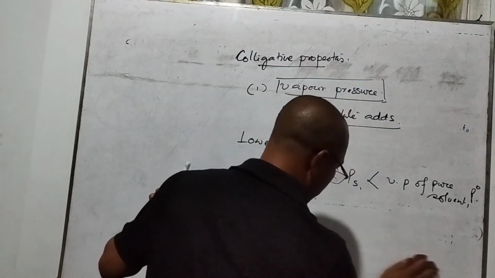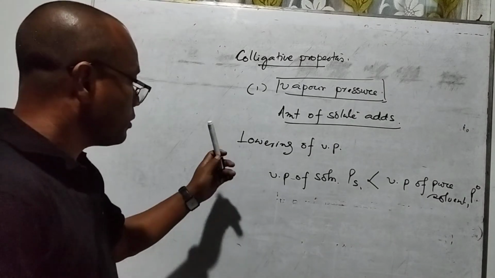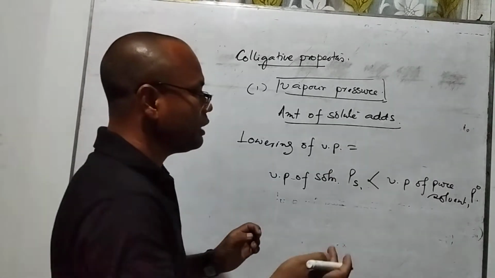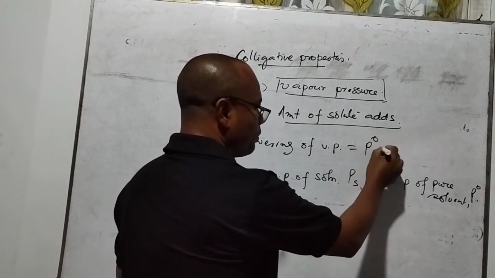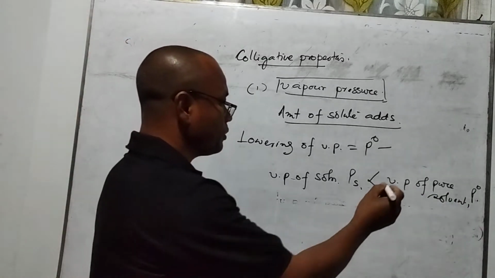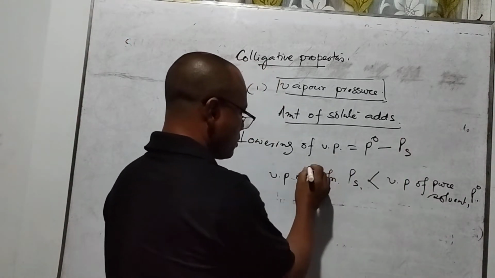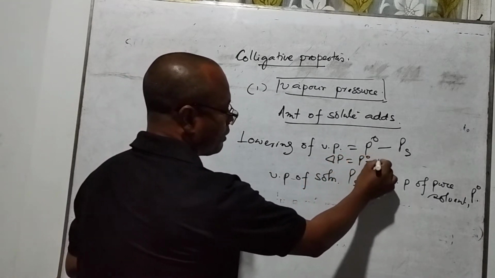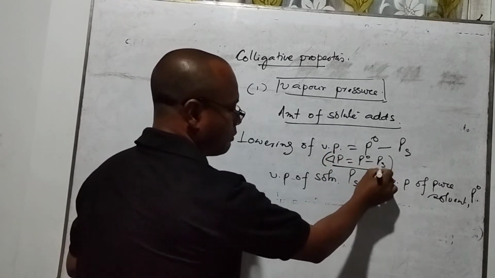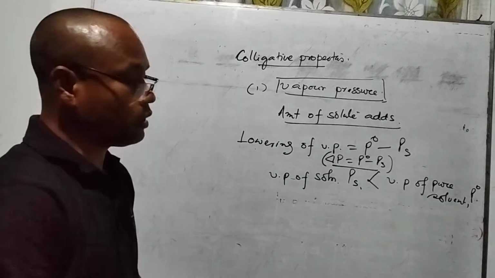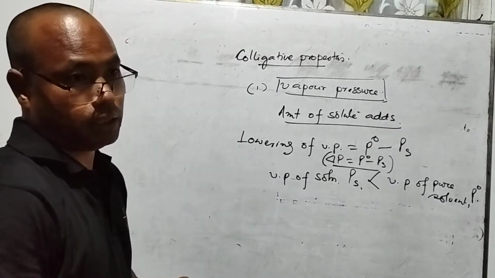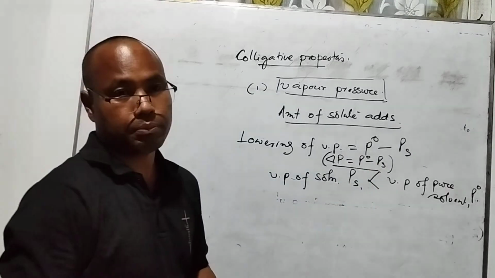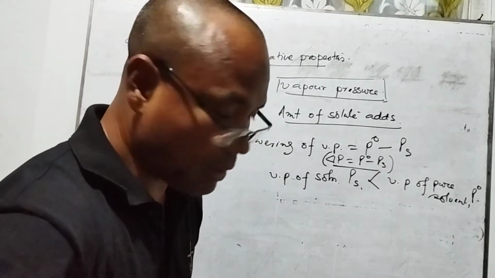Now here, the lowering of vapor pressure is the difference. The vapor pressure of the pure solvent is always higher than the vapor pressure of the solution. So this lowering of vapor pressure, let me write it, ΔP is equal to P naught minus PS. We remember that. If you know how much the vapor pressure is lowering, we can find out the vapor pressure of the pure solvent and the vapor pressure of the solution. So let me take a simple example here.